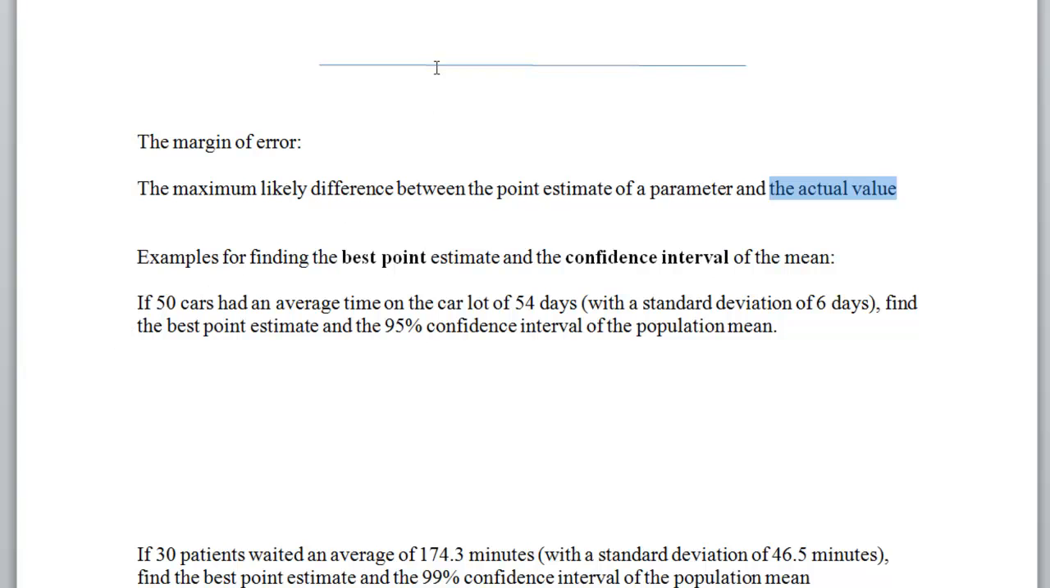So what we'll do is try to find some examples here, and find our best point estimate of the confidence interval for the mean. Or in other words, we're going to show you today how to find the best number. A point estimate is a numerical value, of our sample mean to the actual value mu.